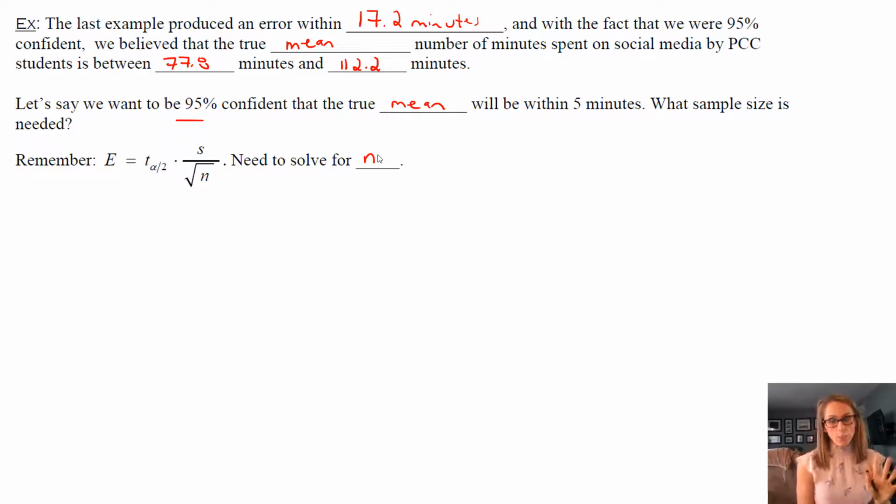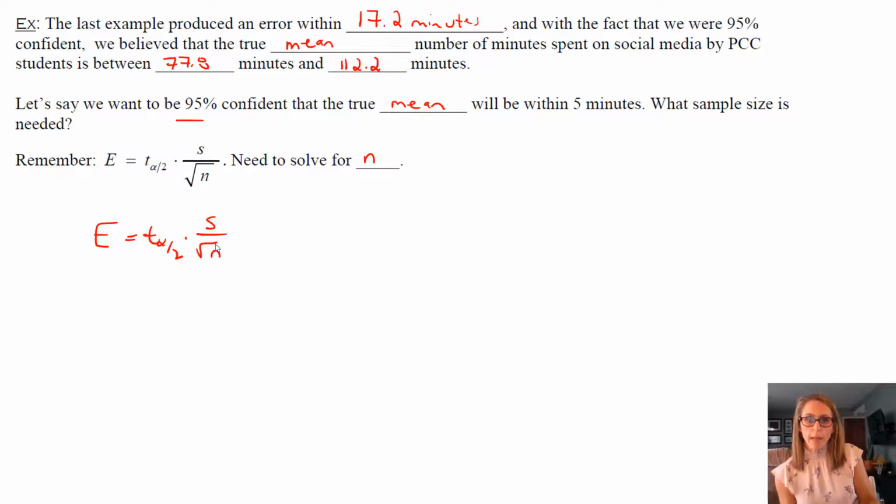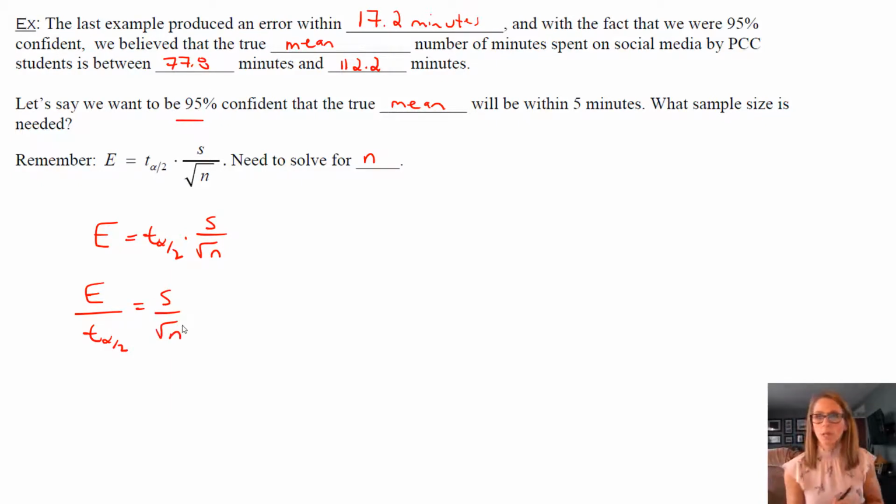And we did this with proportions. Remember, it comes from the error formula. So you have your critical value there, your t-value, s divided by the square root of n. If we wanted to solve for n, we could do a couple different things. We will divide first by that t-value. Okay. Then we could multiply both sides by the square root of n.